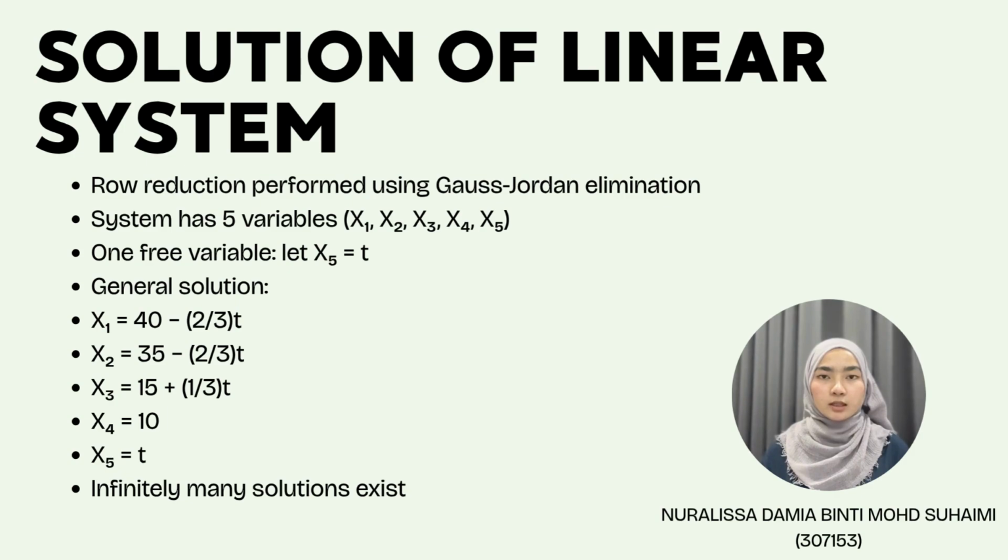x1 equals 40 minus 2/3 t, x2 equals 35 minus 2/3 t, x3 equals 15 plus 1/3 t, x4 equals 10 and x5 equals t. Since t can take any real value, the system has infinitely many solutions.